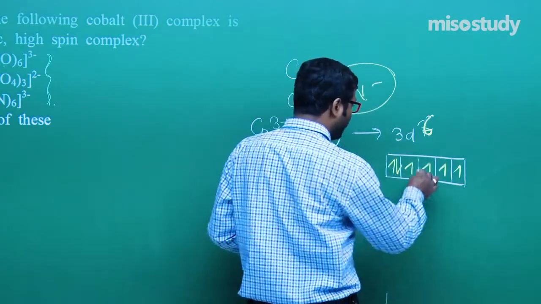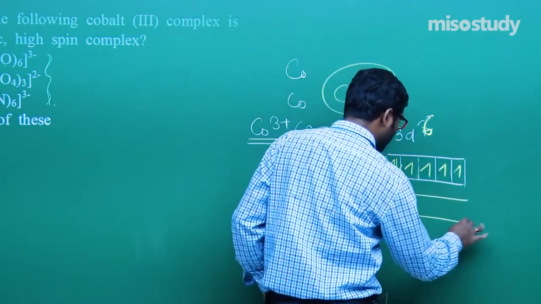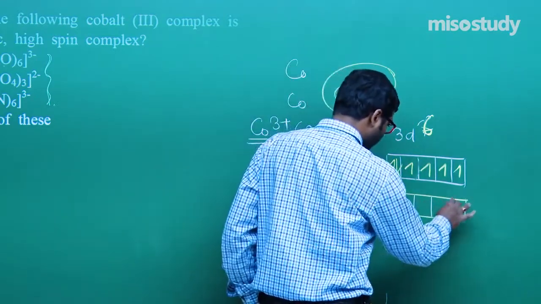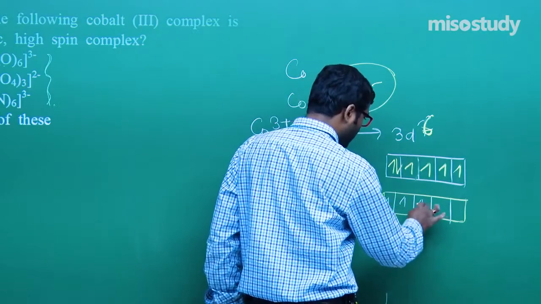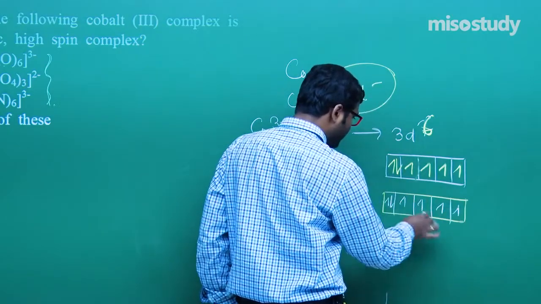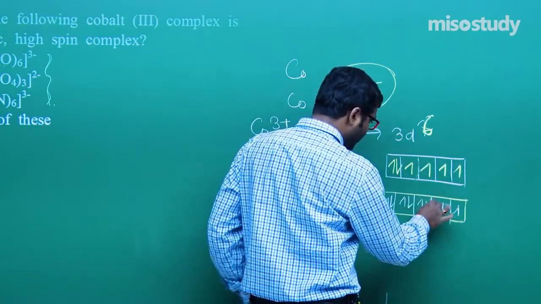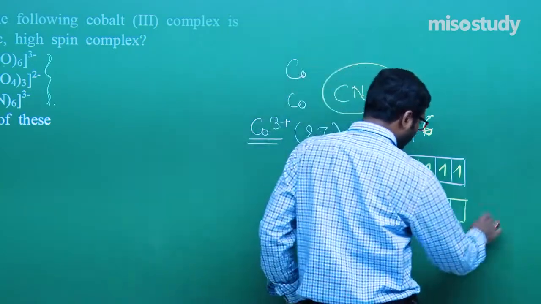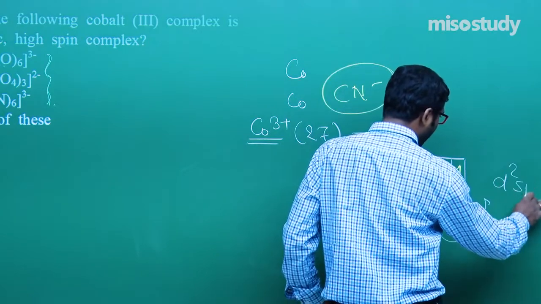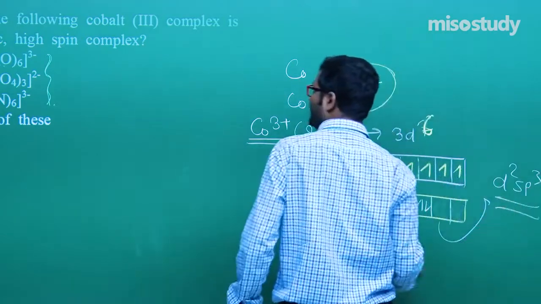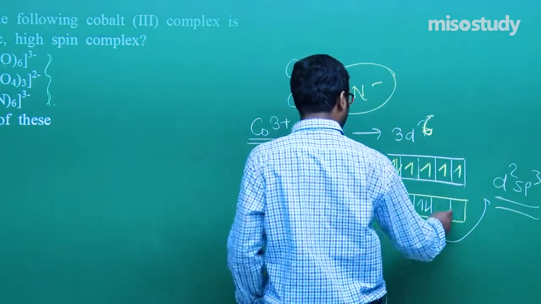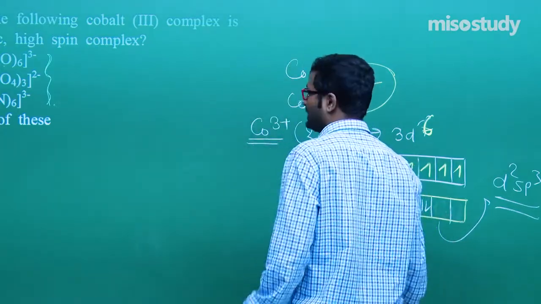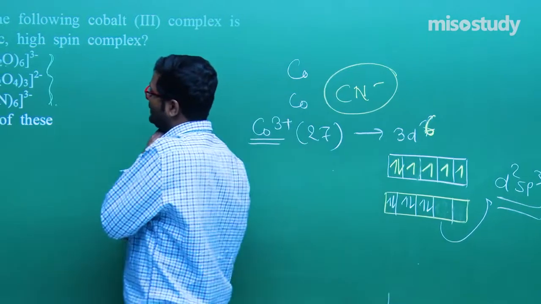Now pairing will be done. What will happen in this case? Check it out. It can be represented like this: 1 2 3 4 5, 1 2 3 4 5 6. Now pairing, this will come here, this will come here. So in this case the hybridization is d2sp3, that is a diamagnetic substance, no unpaired electron and a low spin complex. Clear, an inner orbital complex.